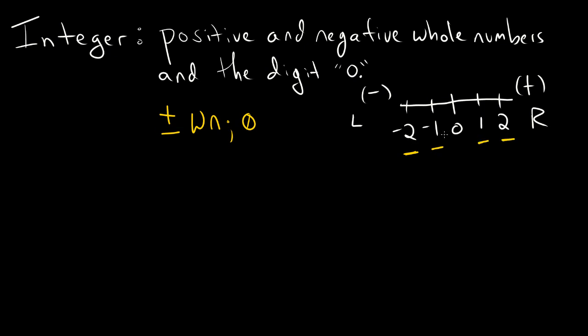So -2, -1, and then we have 0 here, which is also an integer, 1, 2, and it will actually continue on forever. And every single number that's a whole number will be a part of our set of integers, whether it's positive or negative.